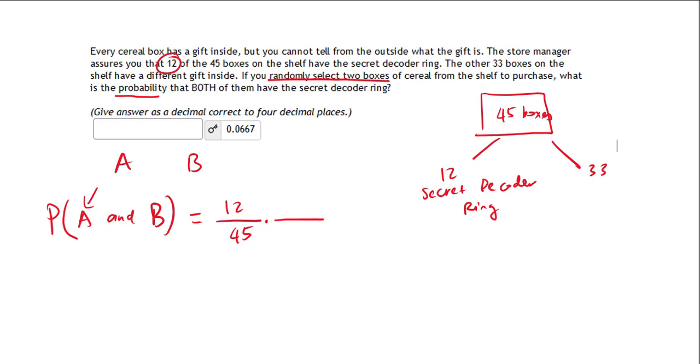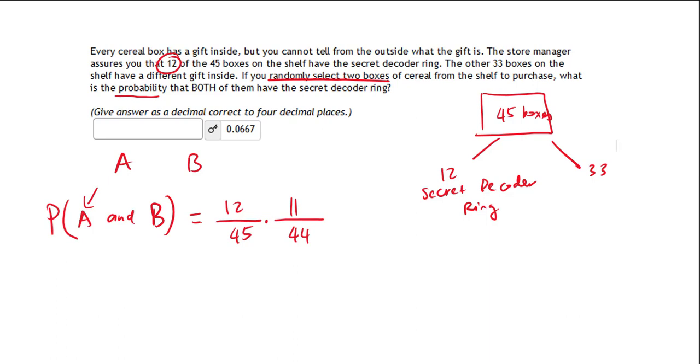So we took out one, therefore of the 12 we only have 11 left because we did not put it back. So this is without replacement. And because we took out one, the 45 total now becomes 44. So we only have 11 out of 44 for the second box to be the decoder ring. And then the AND is the multiplication rule, so we simply multiply them together.